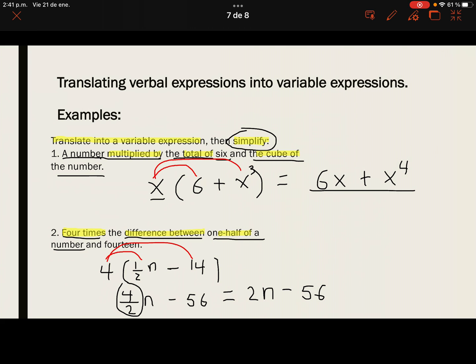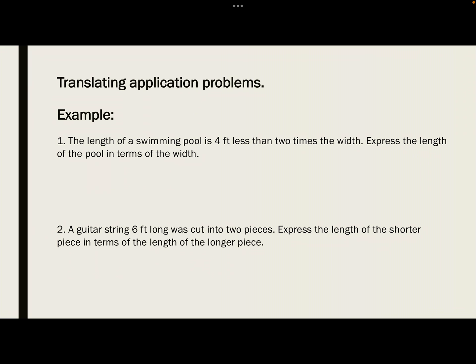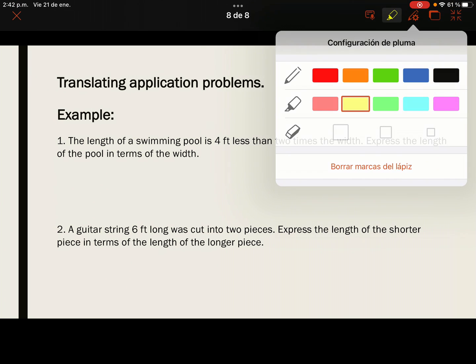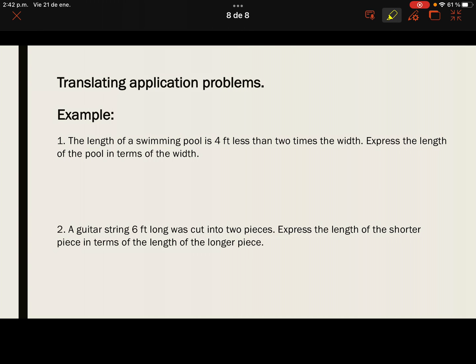Now let's analyze more situations, which in this case are word problems. Let's analyze the first situation. The length of a swimming pool is 4 feet less than, which means subtraction, 2 times, of course talking about multiplication, the width, which is the other side of the pool. Express the length of the pool in terms of the width. Let's do it.